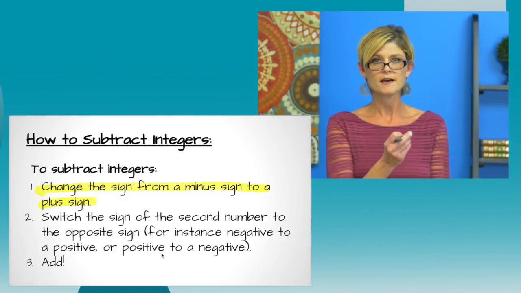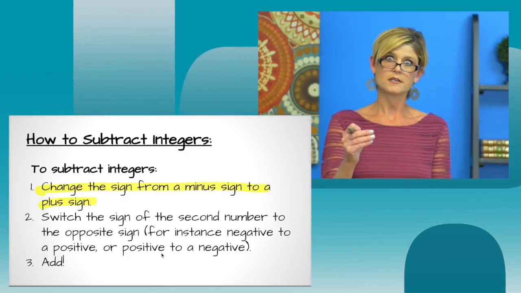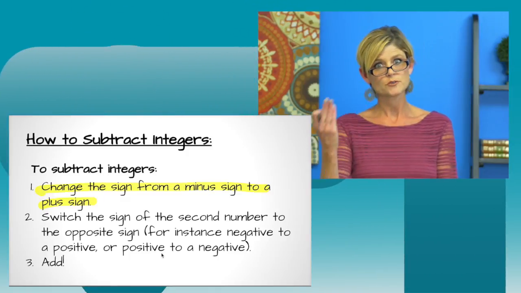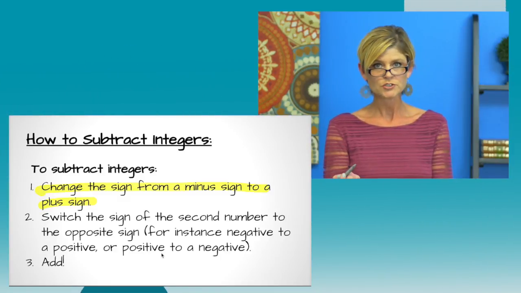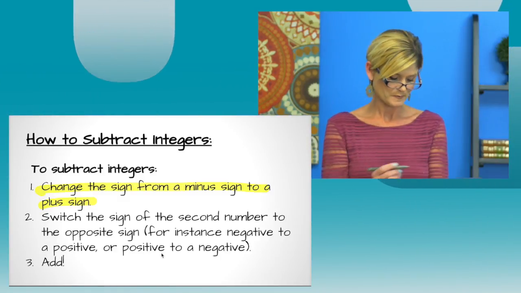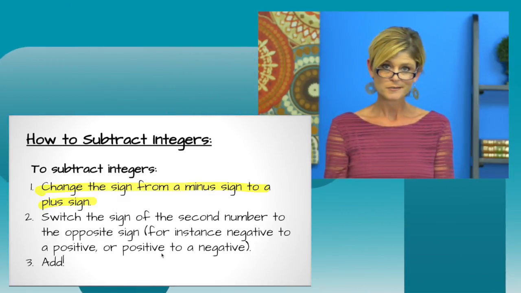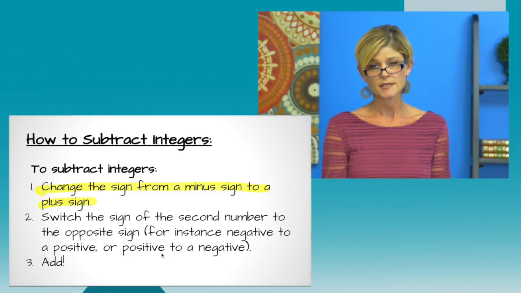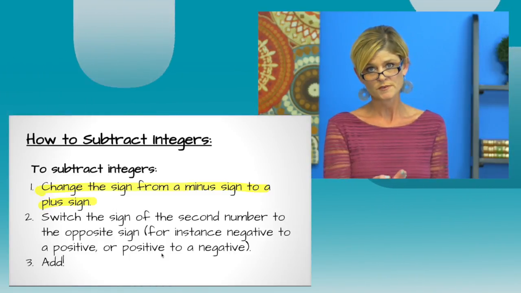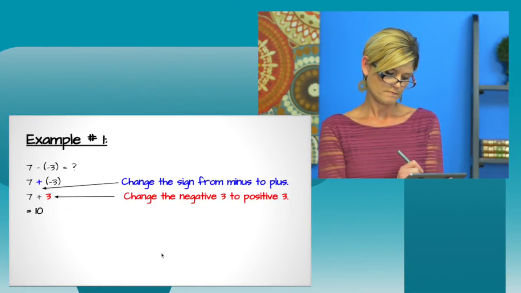So if you have a positive 5, you're going to turn it into a negative 5. If you have a negative 2, you're going to turn it into a positive 2. So whatever that number is, you're simply going to change the sign to its opposite. That is our second step. And our third step is simply add. As I mentioned, if you need a little refresher on how to add integers, be sure to go back to the previous video. Let's give this a try.